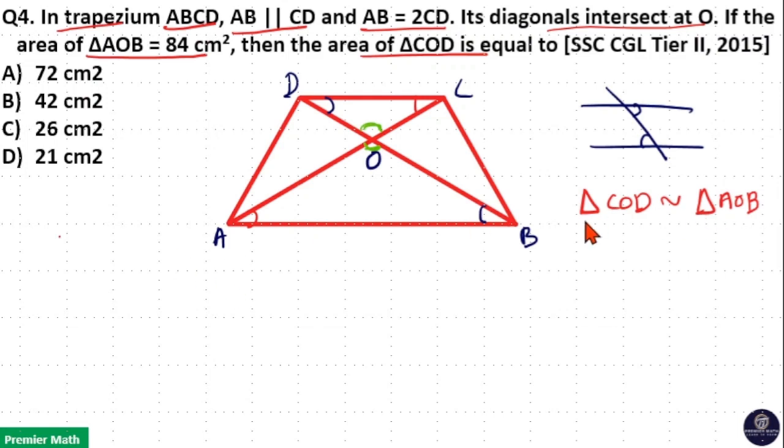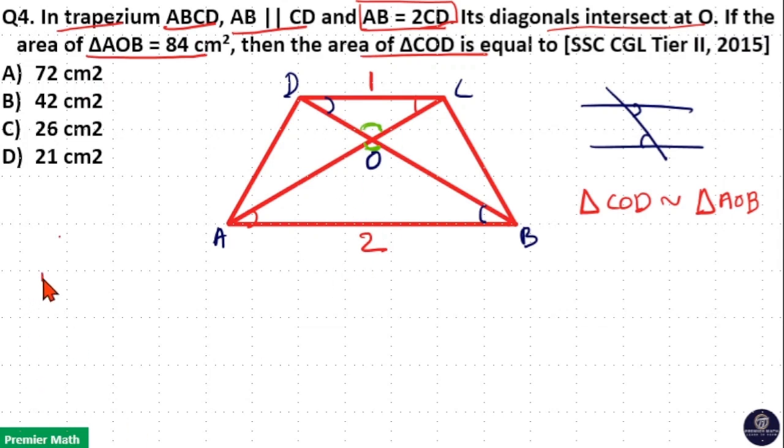For similar triangles, the ratio of area of similar triangles is equal to the square of the ratio of its corresponding sides. Here the corresponding side of triangle COD is CD and the corresponding side of triangle AOB is AB. Now here there is a relation, that is AB equal to 2 CD. That is AB equal to 2 times the length of CD. If I take CD as 1, which means AB is equal to 2. This is the ratio of sides.